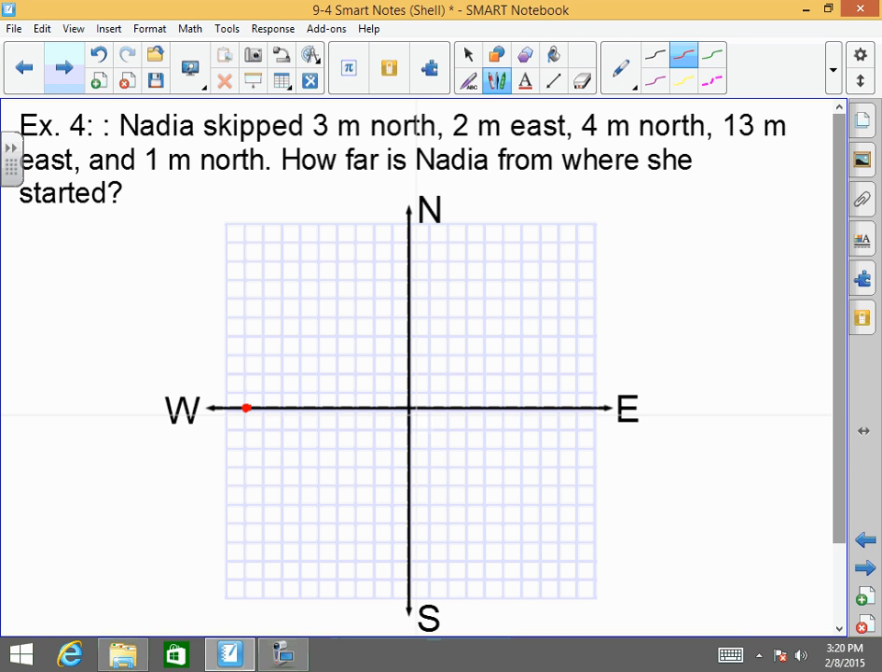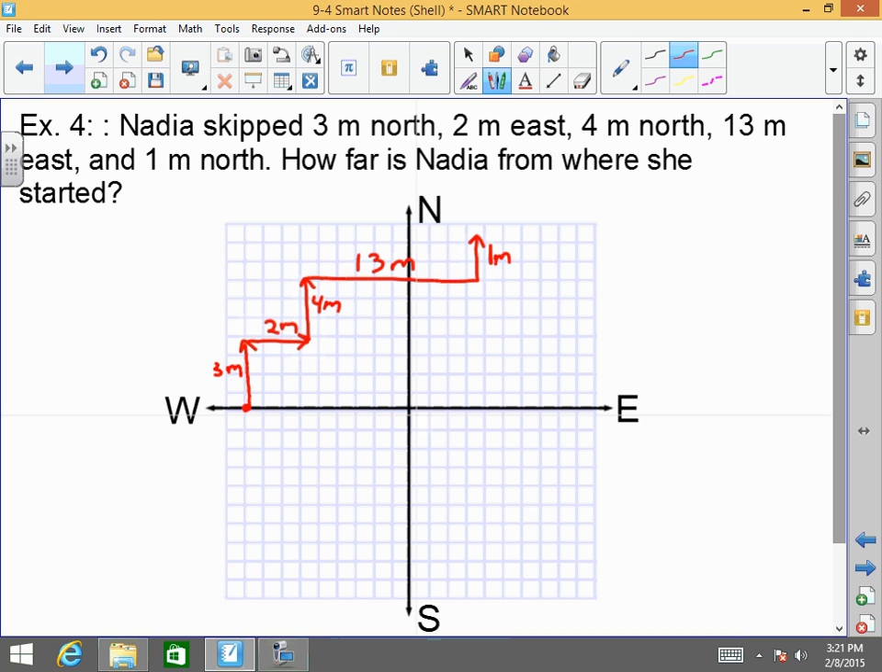And she skips 3 meters north, so she goes up 3 meters. And then she heads east 2 meters. So that's 2 meters east. Then she heads north 4 meters. And then she heads east 13 meters. And then she heads north 1 meter. Again, my distances here are totally inaccurate. They're not based on the grid. I just used generic distances here just to portray what's going on here.